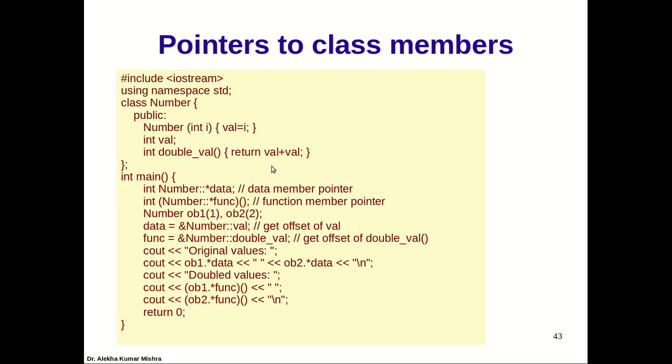Similarly, to call double value, we may not call it directly, we can also call through this function pointer, that is ob1 dot star func, ob2 dot star func. I will put that in the pointer to a function syntax to call it. So this is the way of declaring pointers for class members of a particular class, and instead of referring to them directly through the member, we can also use this pointer to refer to them. This is pointers to class members.